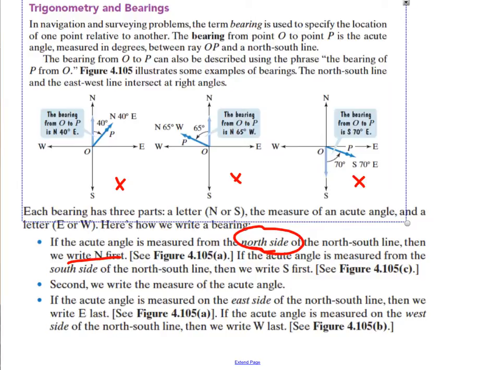If the acute angle is measured from the south of the north side, then you would say S first. Second, we write the measure of the acute angle. We're going to be doing that in just a moment. If the acute angle is measured on the east side of the north line, then we would say east last. If the acute angle is measured on the west side of the north-south line, then we write west. I think this will make more sense when we move into the three examples.